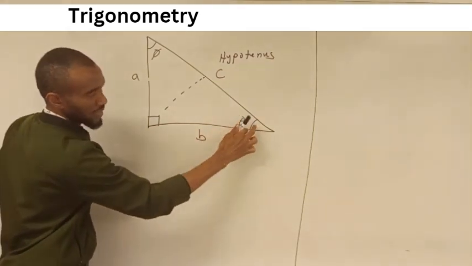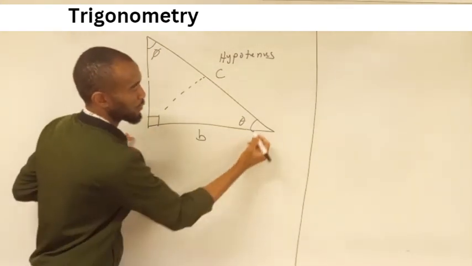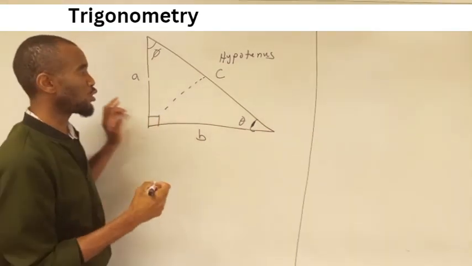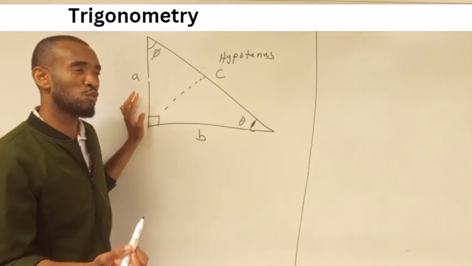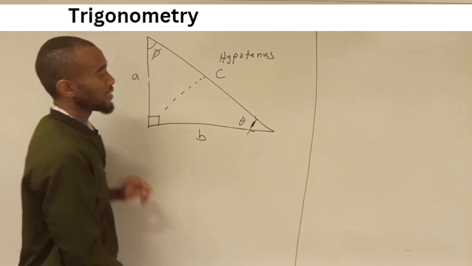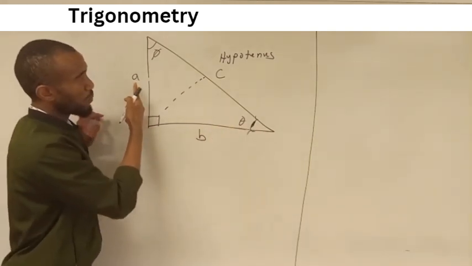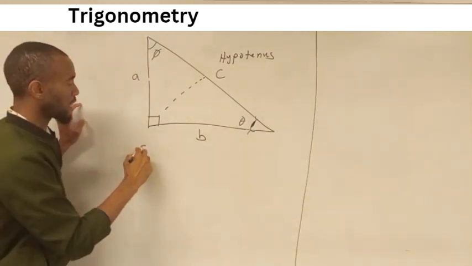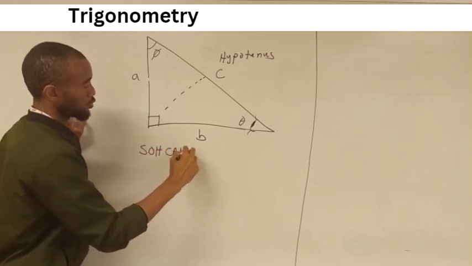Now, if I'm using this angle and I'm considering it, the best way to explain this is for you to imagine that this is an eye, right? Because sometimes it's very difficult for you to know which side is the opposite and which side is the adjacent. But the best way to relate to that is to consider this to be an eye that is viewing. If this is an eye that is viewing, then the side that is seeing should be the opposite. So in that case, we have the formula called SOHCAHTOA.